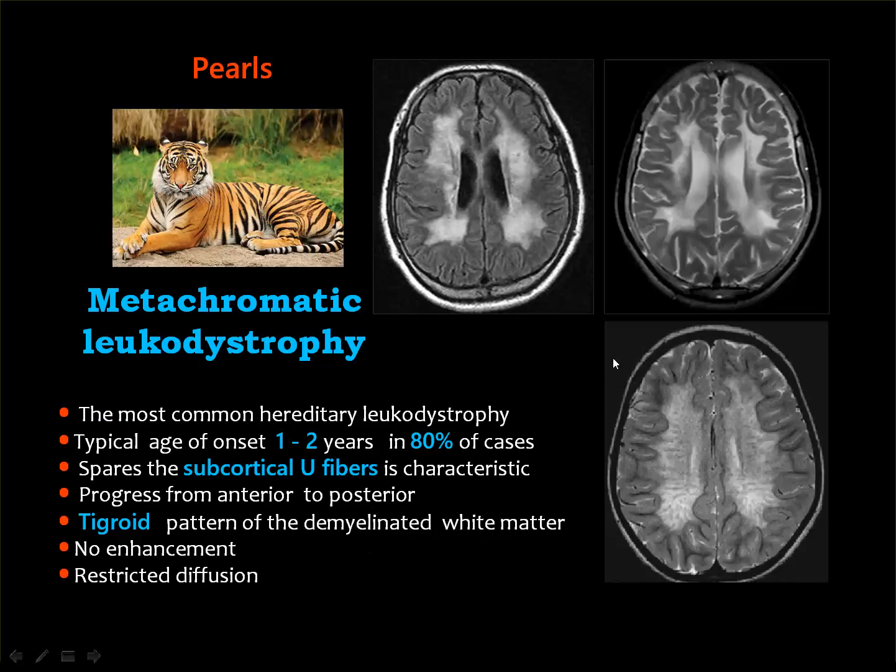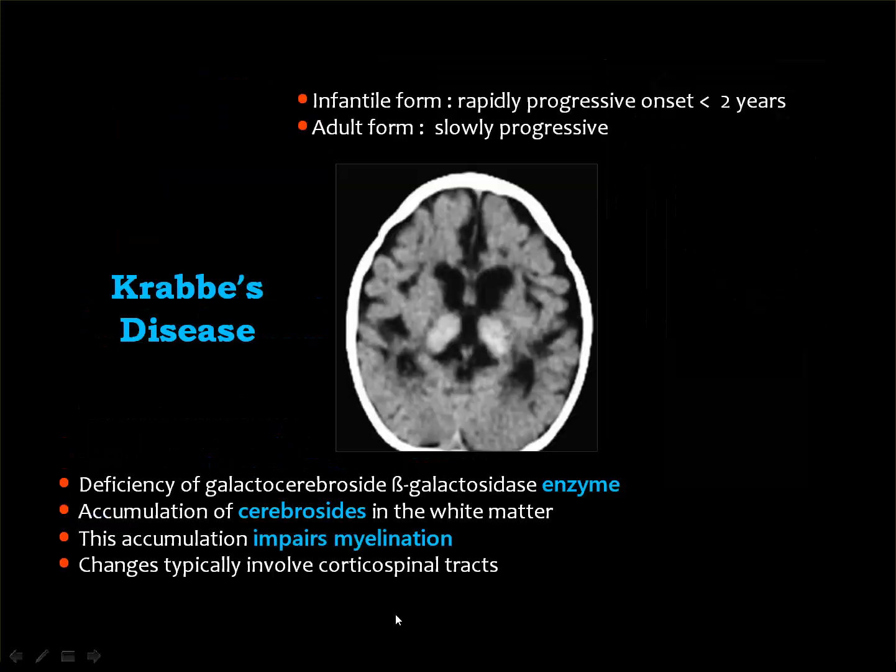Then to sum up about metachromatic leukodystrophy, this is the most common hereditary type. The age incidence is 1 to 2 years in most of the cases. The subcortical U fibers are spared. The disease progresses from anterior to posterior. The tigeroid pattern is one of the prominent features, but is not constant, of course, in every case. There is no enhancement, and the lesions may show restricted diffusion.